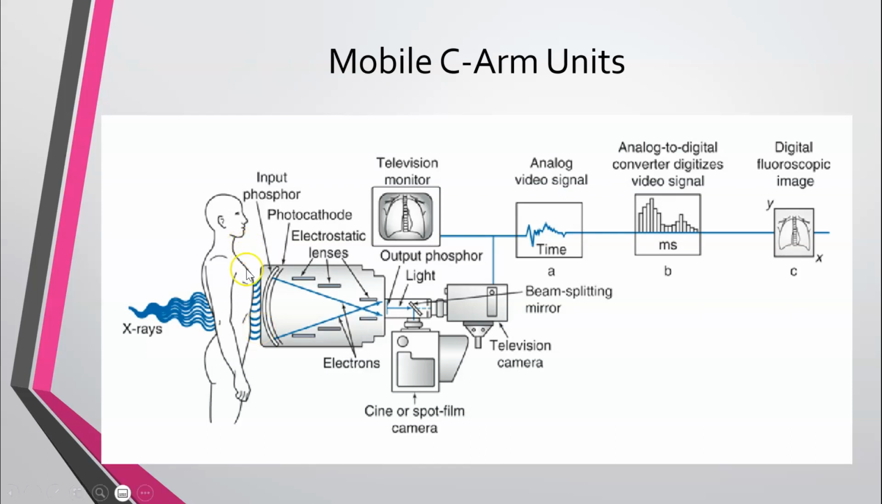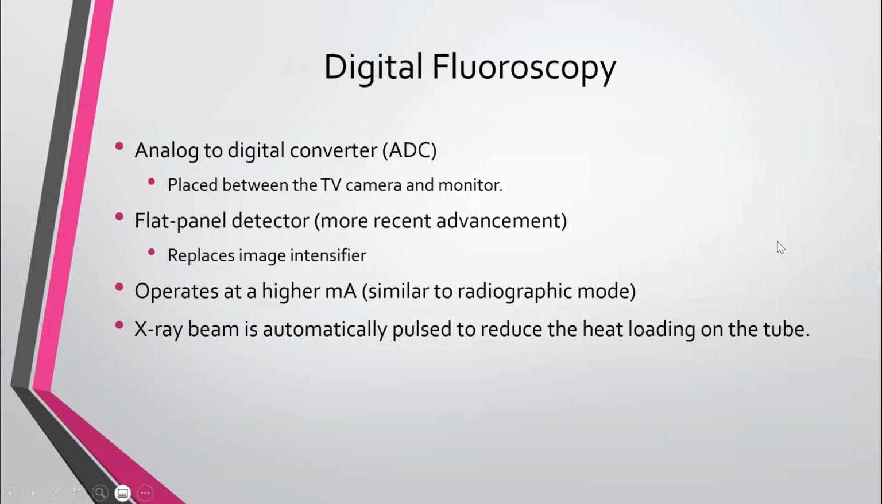As you can see here, here's our mobile C-arm. We have our input photocathode, our electrostatic lenses, our anode, and our focal point. Coming through, you can see the spot film right here. It has a mirror, and we've got our television where it comes up and we can see it on the monitor. But we have to convert it from analog to video to digital, and then to our digital image. It's a lot to it.